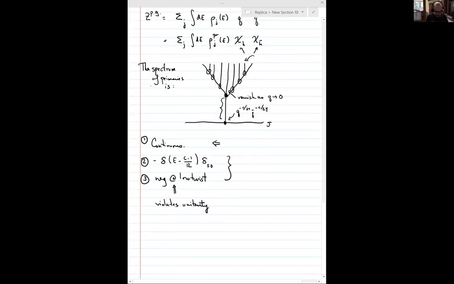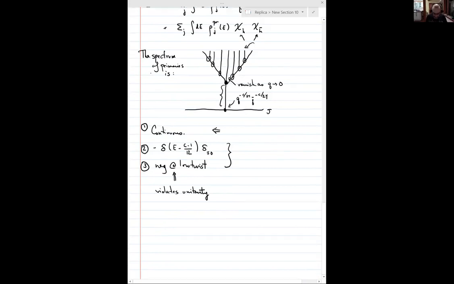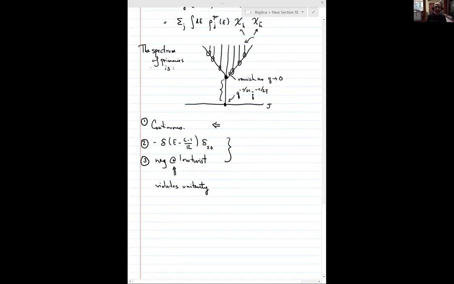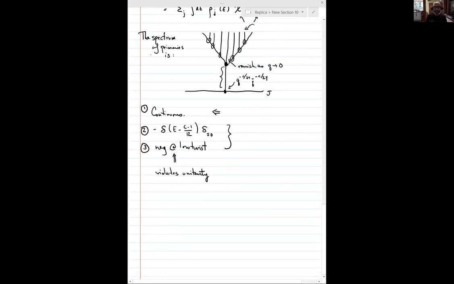Okay. Good. So in order to understand how to cure this negativity, let's just look at it in a little bit more detail. I realize that I've actually already taken up most of my time.